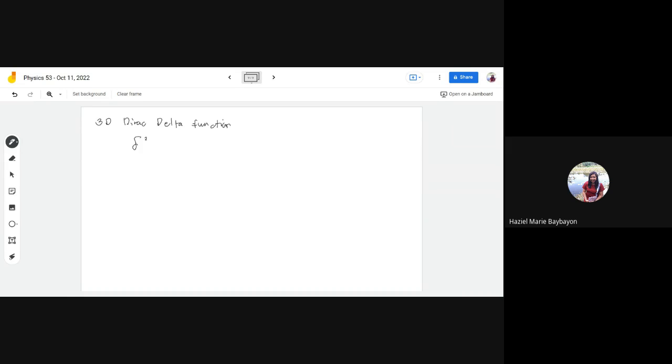So you have delta cube of r. Okay, so this is equal to delta of x times delta of y times delta of z. Now, this is 0 everywhere, except at, what's the value, class? Except for x equals 0, y equals 0, and z equals 0.